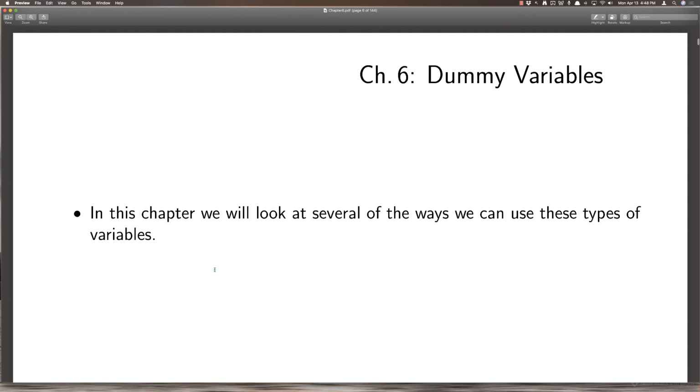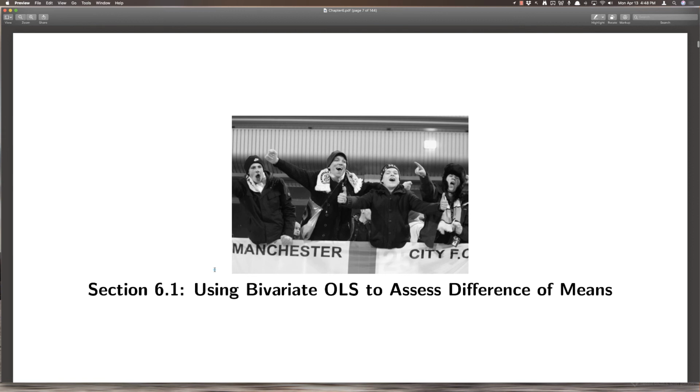So in this chapter, we're going to look at several ways we can use these types of variables, sometimes as independent variables of interest, and sometimes as controls. That's what this chapter is all about. So let's go back to that example with Man United. Here we see Man United and Man City. We see some Man City supporters here. And we're going to look at using bivariate OLS to assess a difference in means test.